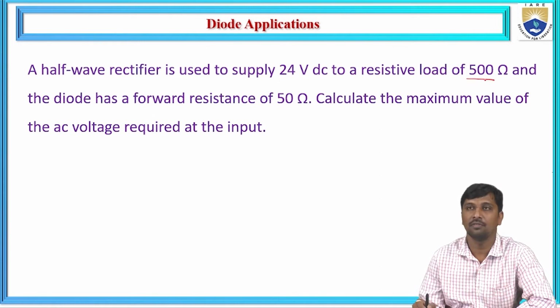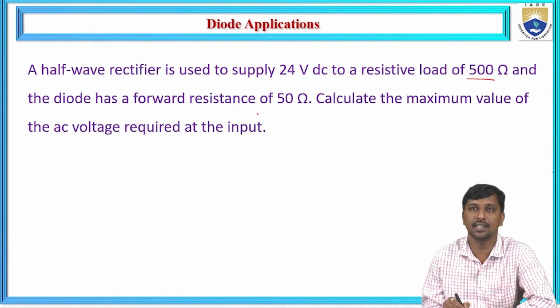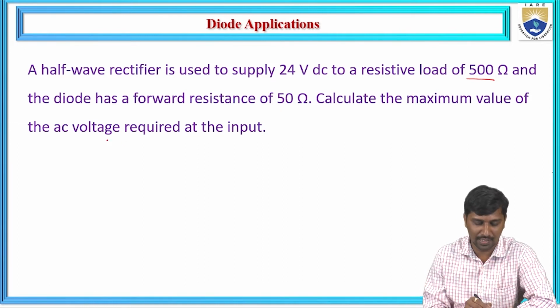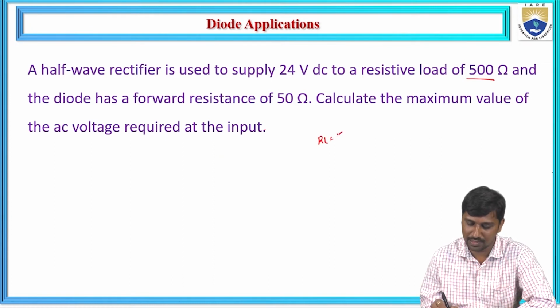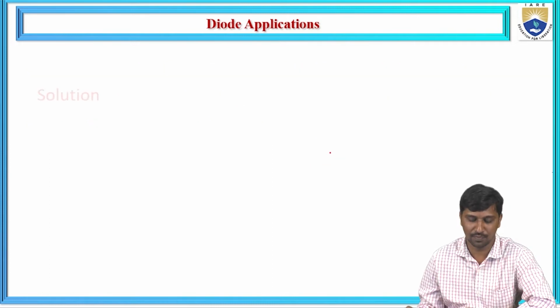Now another problem: a half-wave rectifier is used to supply 24 volts DC to a resistive load of 500 ohms, and the diode has a forward resistance of 50 ohms. Calculate the maximum value of the AC voltage required at the input. So for this, they have given that the load resistance is 500 ohms and the diode forward resistance is 50 ohms. Then we need to calculate the maximum value required for this input.